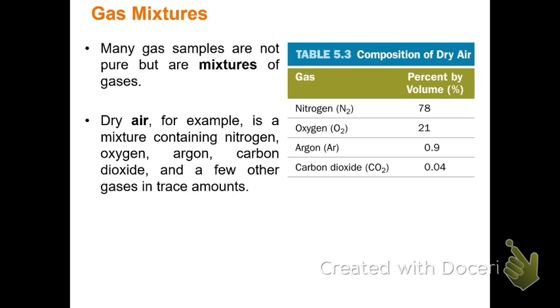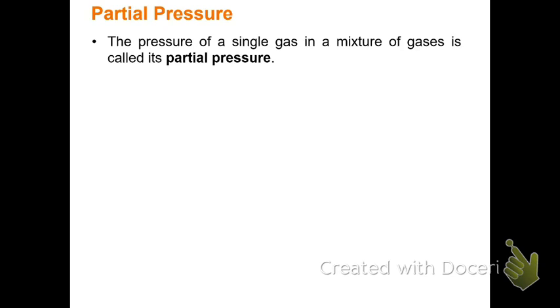So when we're dealing with gas mixtures, how do we calculate pressure? How do we calculate the total pressure, or maybe the individual pressure of the gases within the same sample? So the pressure of a single gas in a mixture of gases is called partial pressure. Okay, so this is the pressure of an individual gas in a mixture. Okay, partial pressure.